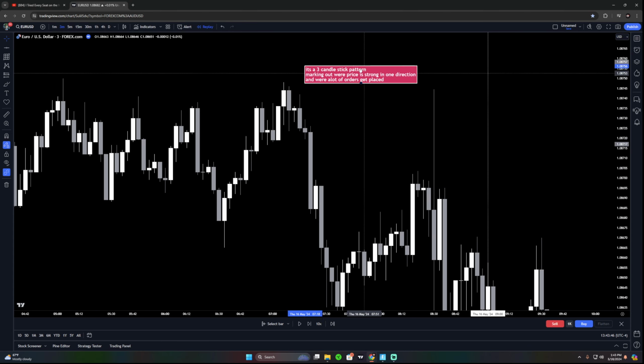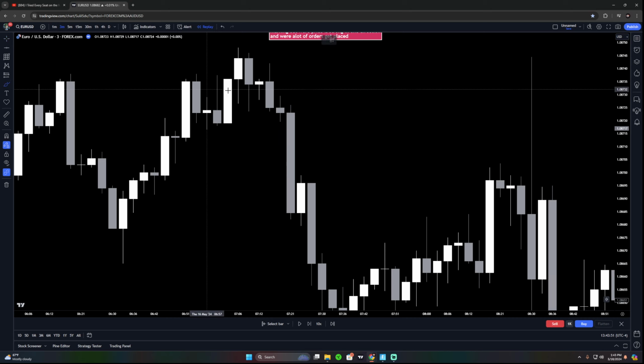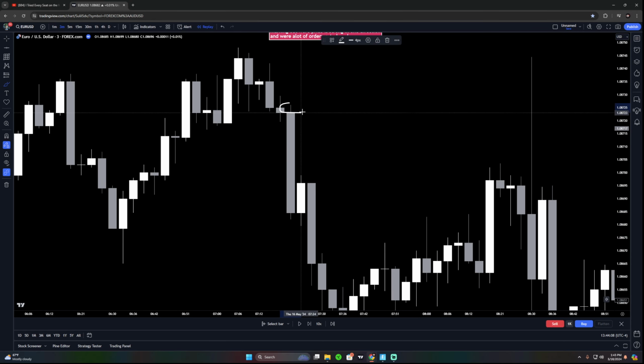A 3 candlestick pattern. Now, first thing, let's mark out what the pattern looks like. It is made up of 3 candlesticks, and the wicks and the candles do not overlap with each other. If you guys don't know this already, this is the wick of a candle. It's where it didn't close, and this is where price ended up closing. So as you can see right here, we have a wick.